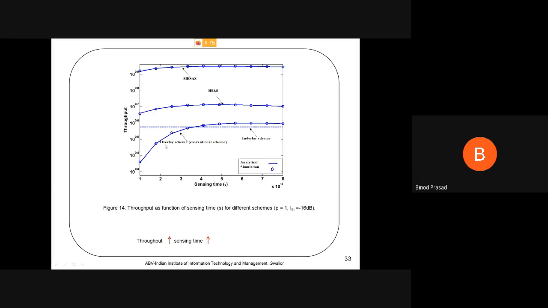But in the case of interweave, which we have written here as overlay because both names can be used, if you use only the overlay scheme or interweave approach, the throughput will improve as we increase the sensing time. It will saturate somehow. But both of these schemes have lesser throughput. If you use the combined one, you can see that this hybrid spectrum access scheme is better. And if you modify this hybrid spectrum access scheme, the modified one will give much better throughput compared to all the conventional schemes.